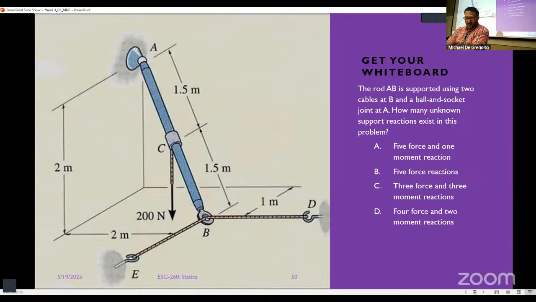Rod AB is supported using two cables at B and a ball and socket joint at A. Okay, so it's two cables at B and a ball and socket joint. How many unknown support reactions exist in this problem? Okay. So, I mean, you have a few choices here, right? How many unknown support reactions exist?